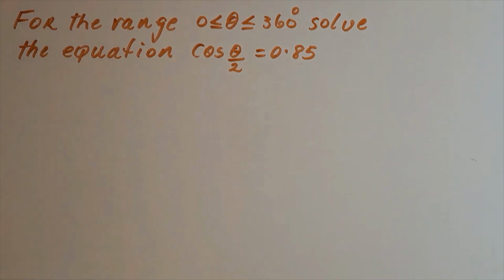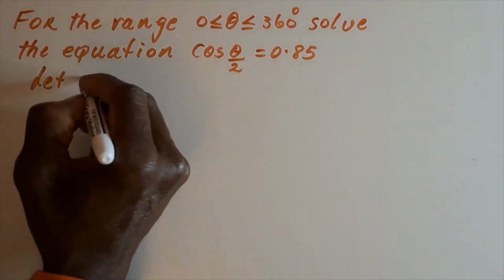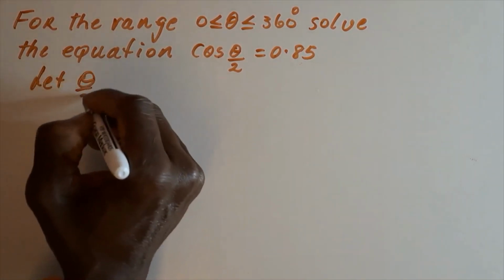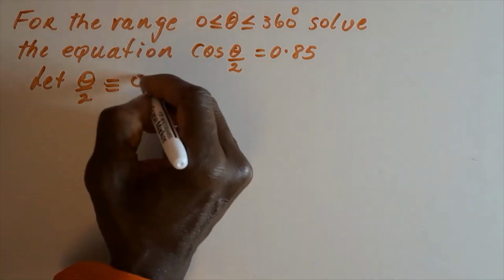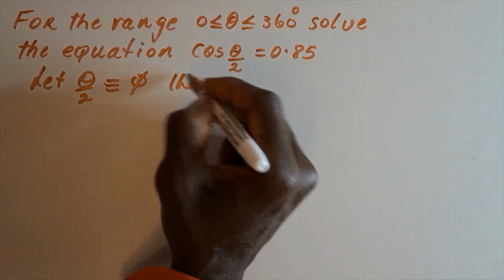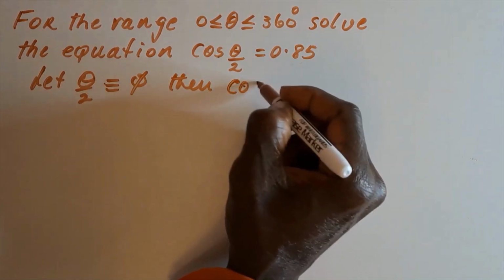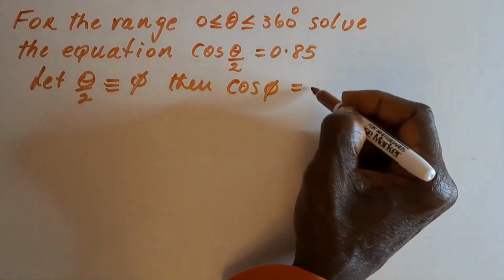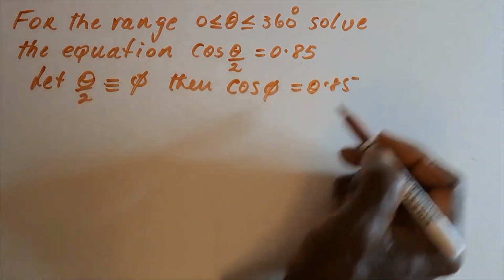Hello there. A few more questions on solving trig equations. For the range theta lying between 0 and 360 degrees, solve the equation cosine theta over 2 is equal to 0.85. First we'll let theta over 2 be identical to phi. Then we can write that cosine phi is equal to 0.85.